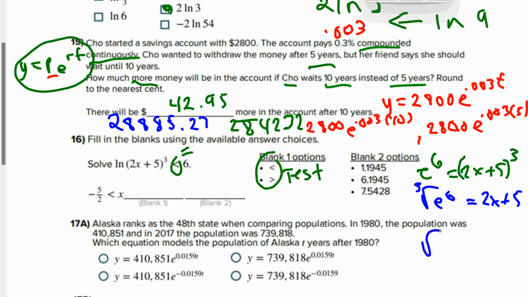And then whatever that number is, that cube root of e to the 6th, which we could rewrite as e to the 6 over 3, which would just be e squared. And then we can subtract 5 from that. And then we can just divide by 2. So I'm going to type that in my calculator, see what I get. Looks like you get 1.19.